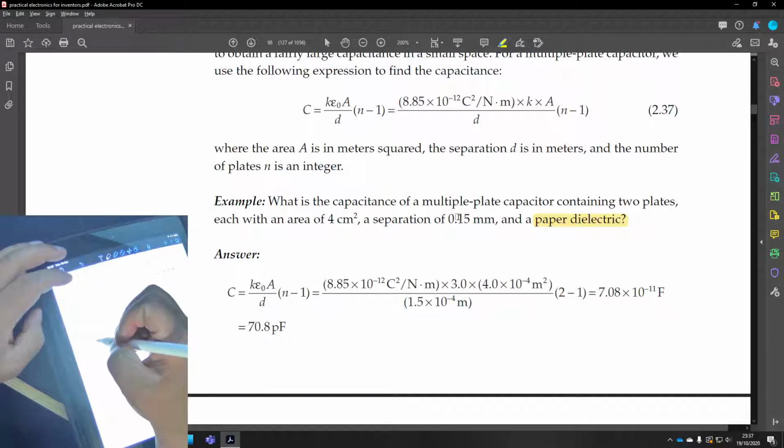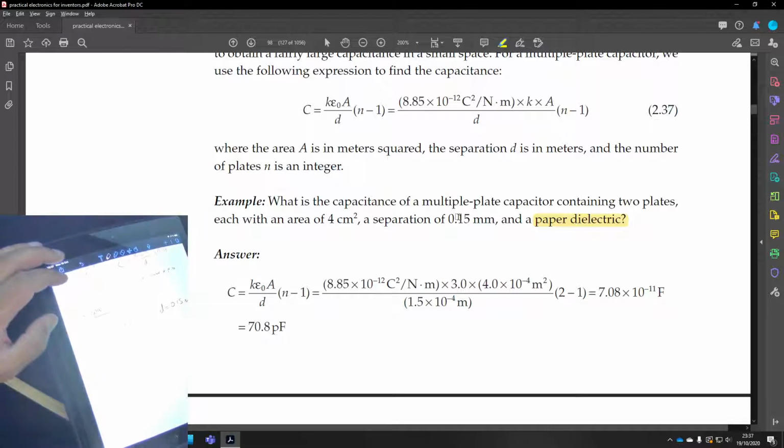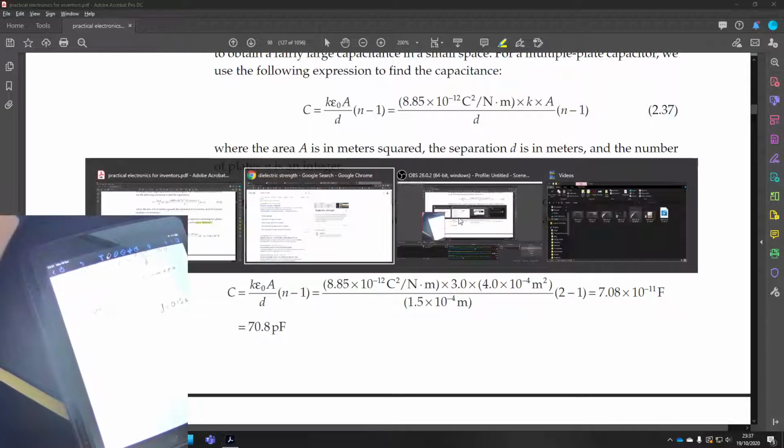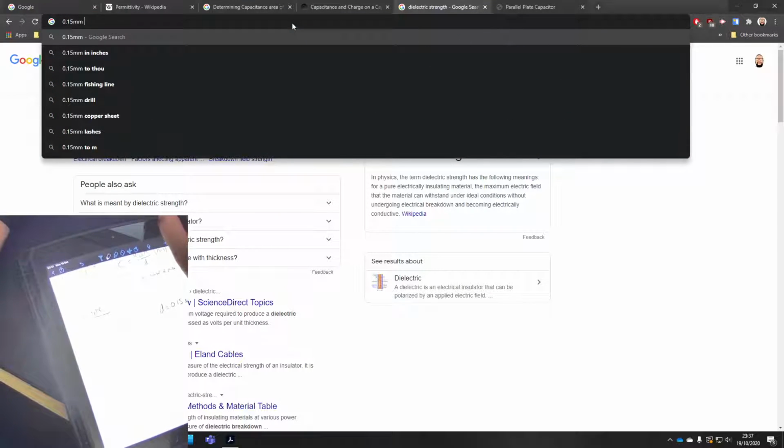Okay, so we've got an area of 4 centimeters squared, and that's times 2 because we've got 2 plates. And then we've got D that is equal to 0.15 millimeters. So am I gonna have to convert that to meters? I think I am gonna have to convert it to meters, right? I'm gonna use Google. I can't. Sorry, I know this is embarrassing.